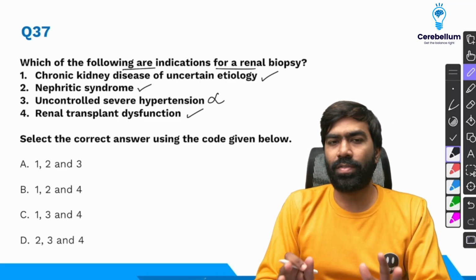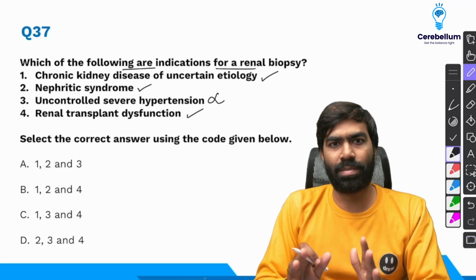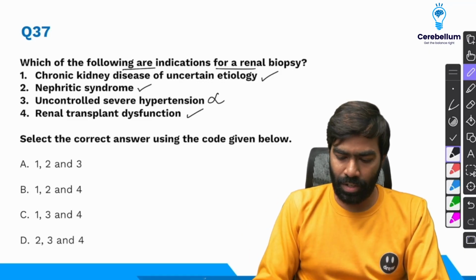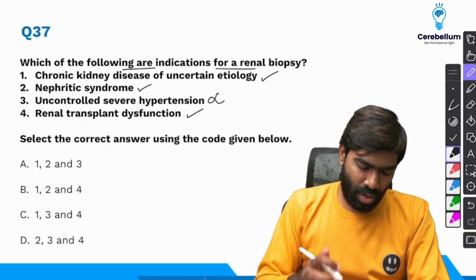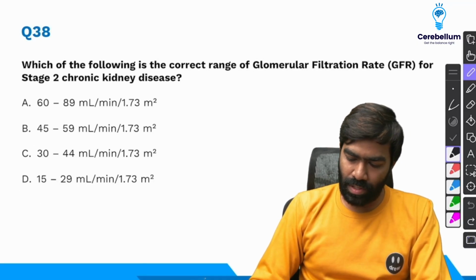Renal transplant dysfunction, especially if you are suspecting allograft rejection, acute rejection, transplant biopsy is the gold standard, and use the Banff classification for it. We have discussed that. So right answer for this question is going to be 1, 2, and 4. Option B. Coming to the final question, that is the 38th question.